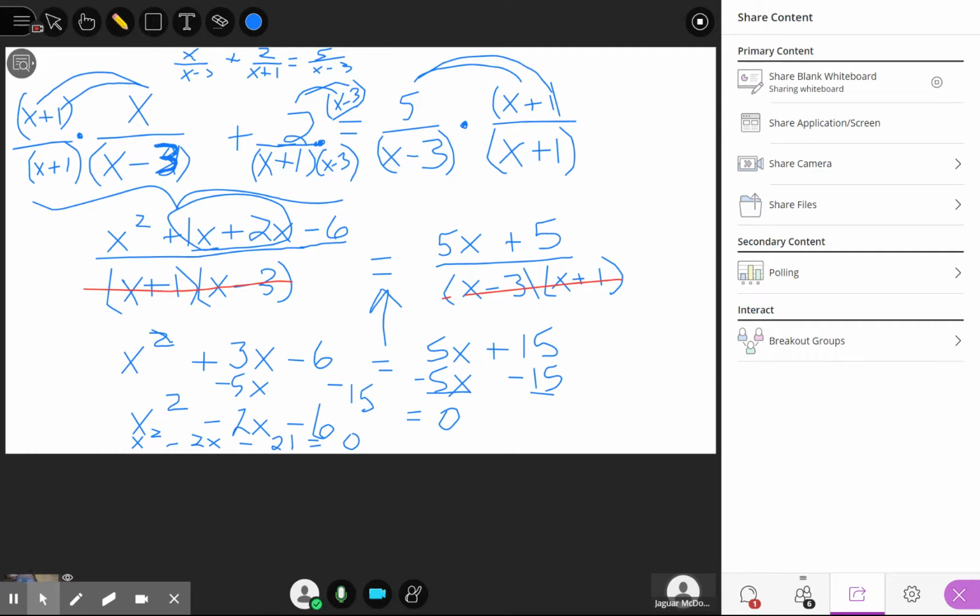So now we're going to move on to our next slide and solve x squared minus 2x minus 21 equals 0.